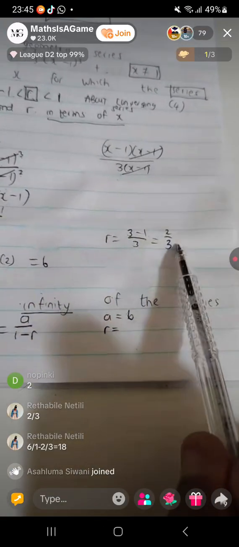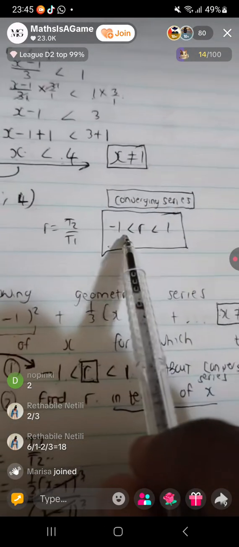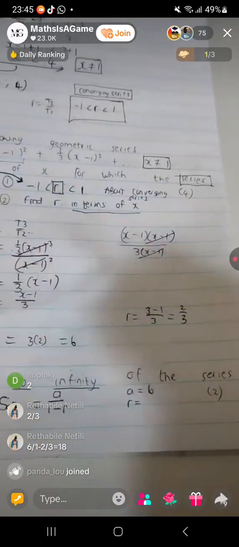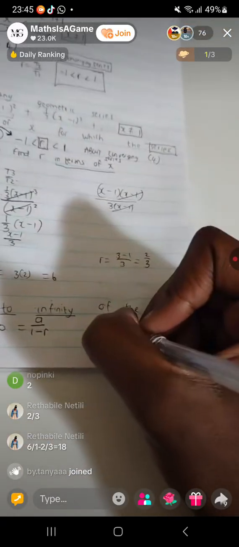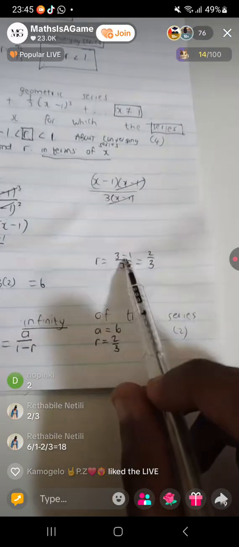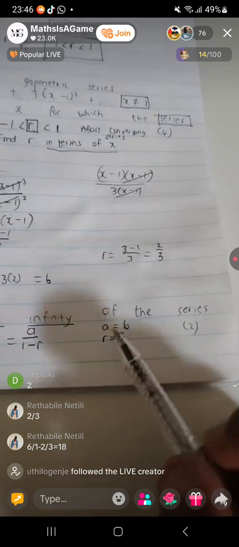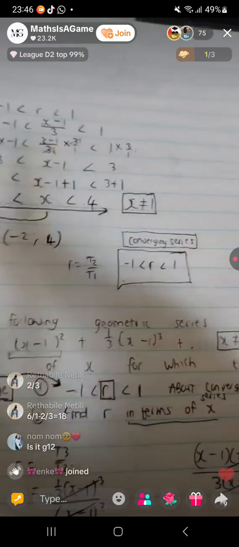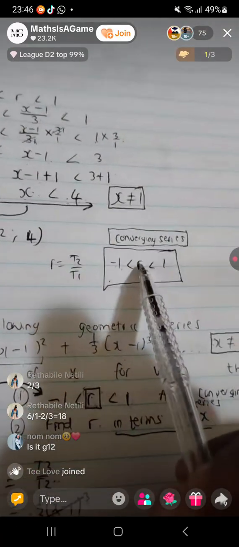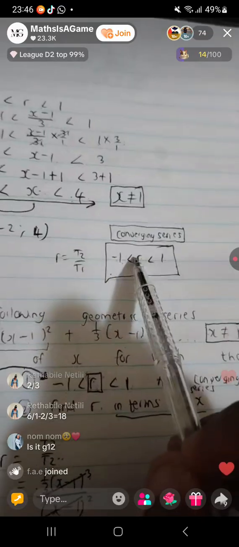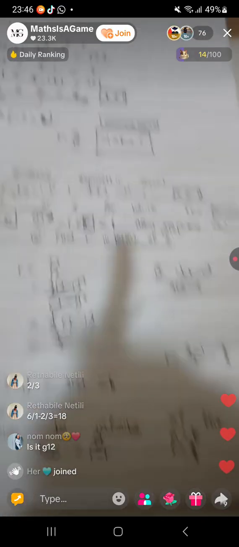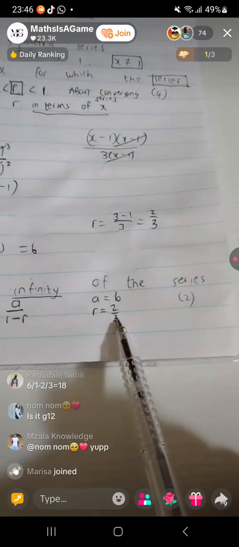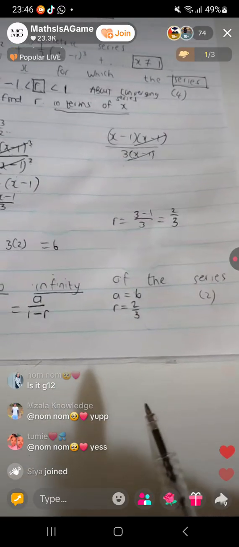For a series that converges, r must be between -1 and 1. This is something you need to really tune into, guys. It wouldn't make sense if, when we substituted 3, we got a value of r that was not in this interval, because that would mean the series is not converging. For a series to converge, the value of r must be greater than -1 but less than 1. That's what 2 over 3 shows. It's a value that is between -1 and 1.